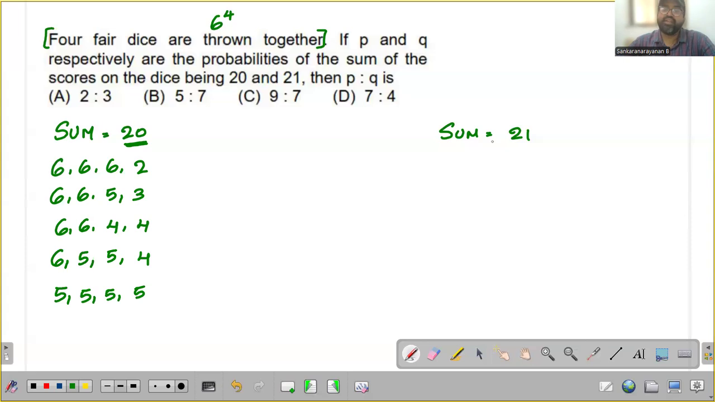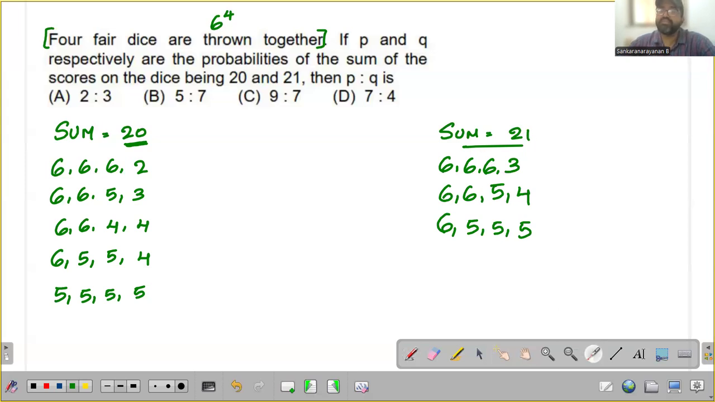In the same way, for the sum becoming 21, it can be like 6, 6, 6, 3. It could be like 6, 6, 5, 4. What I am doing here is reducing this one by 1 and incrementing that one by 1, so the total is coming as 21. Or it could be like 6, 5, 5, 5. So these are the instances wherein you can see the sum is becoming 21.